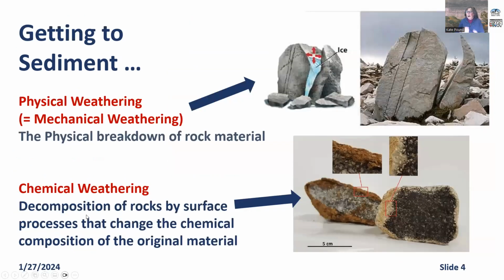So how do we get to having sediment? So remember that UWETD. We've dealt with uplift, whatever rocks are sourcing the sediment are at the surface, but now they will typically get weathered. And weathering is actually kind of complex. There's two types of weathering. There's physical, or it sometimes gets called mechanical weathering. And that's the physical breakdown of rock material.